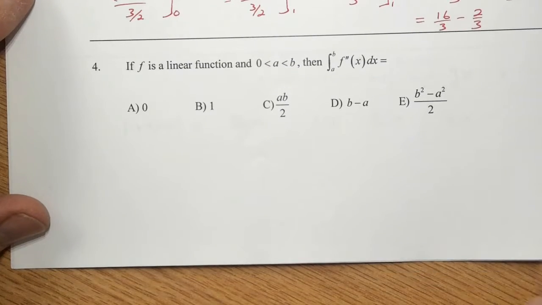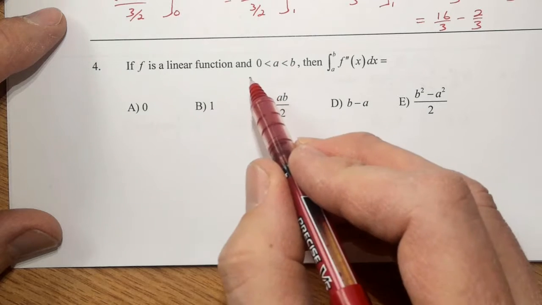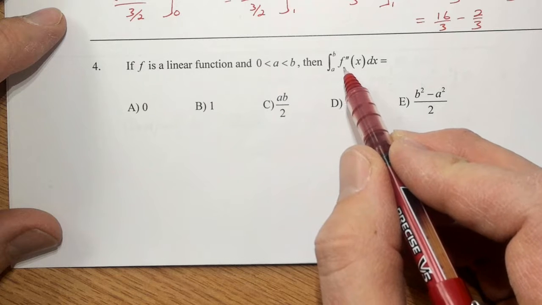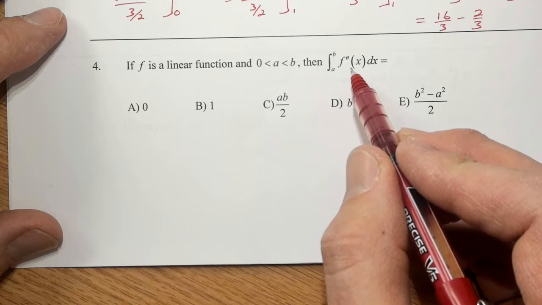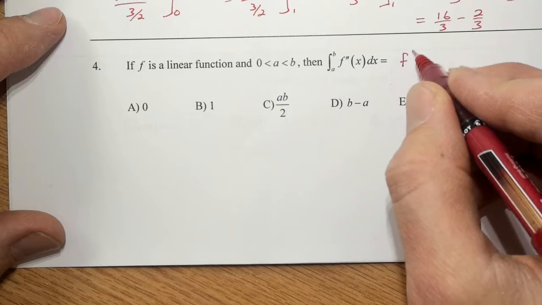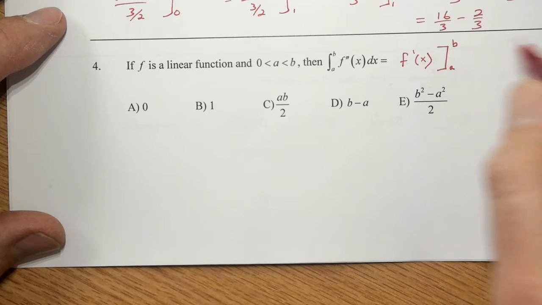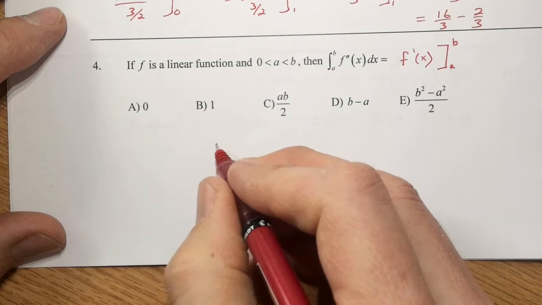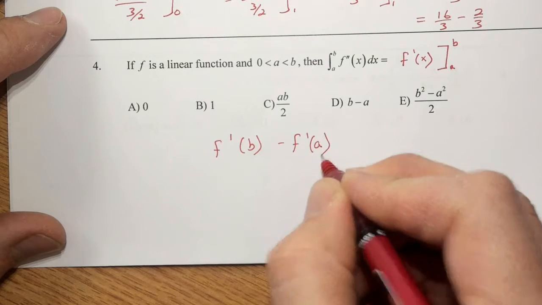With number 4, we're told that f is a linear function, and a is less than b, and we're asked to find the integral from a to b of f double prime of x dx. Well, this is going to be equal to the antiderivative of f double prime, which is f prime of x, evaluated from a to b. So that means we want f prime of b minus f prime of a.